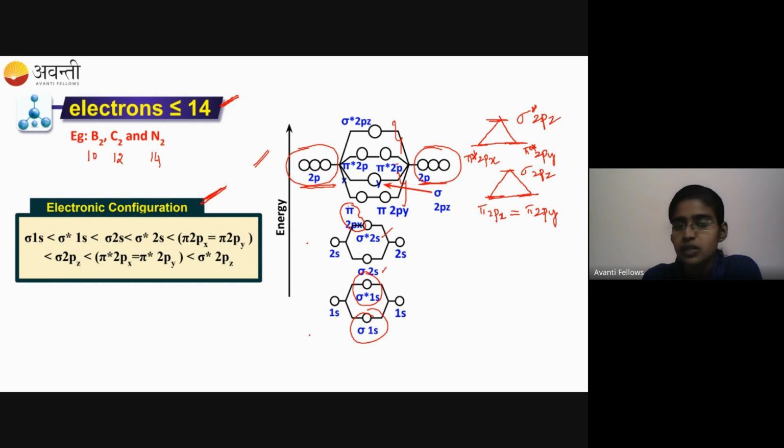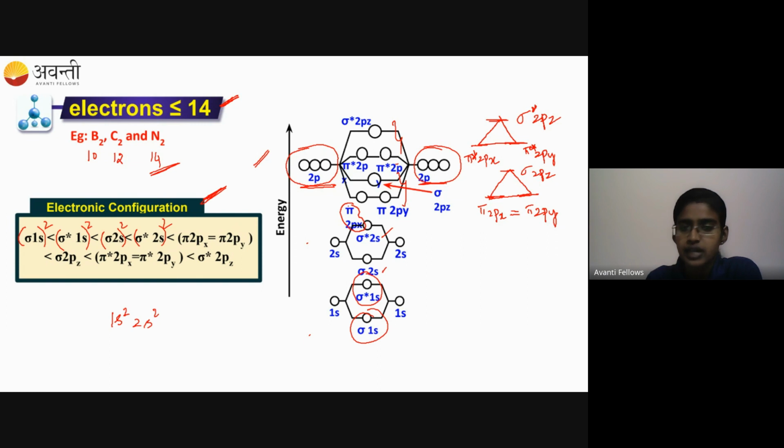For atomic orbitals, we write 1s2, 2s2, and like this you have to write. If you have 2 electrons in sigma 1s, put 2: sigma 1s2, sigma star 1s2, sigma 2s2, sigma star 2s2. Like this go. I'll take one example, so let us do it for nitrogen.